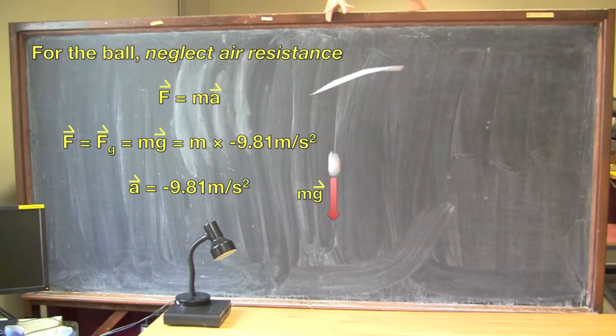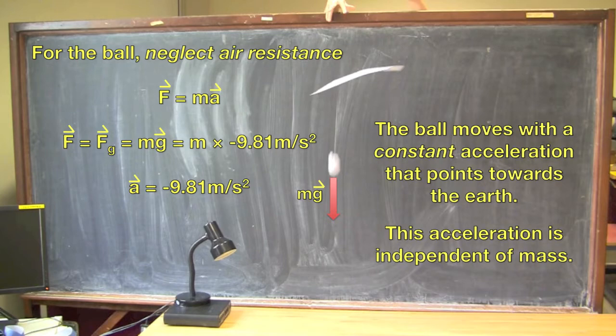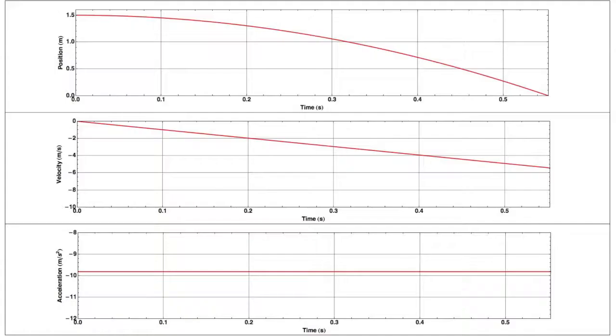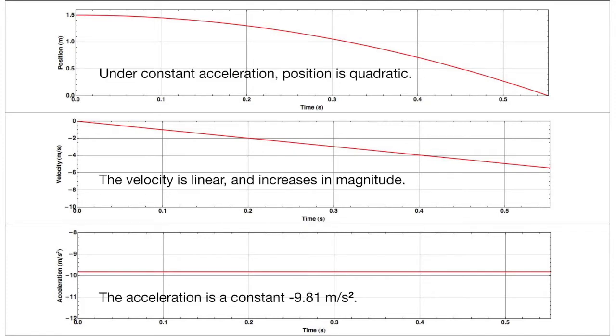In the ball's case, we will neglect air resistance. This is only an approximation. The only force we draw is the force of gravity pointing towards the Earth. The ball then moves with a constant acceleration, and this acceleration is independent of the mass of the ball. Now let's look at how the position, velocity, and acceleration of the ball change over time. Under constant acceleration, the position is quadratic and the velocity is linear. We also saw a case of constant acceleration with motion on an incline.